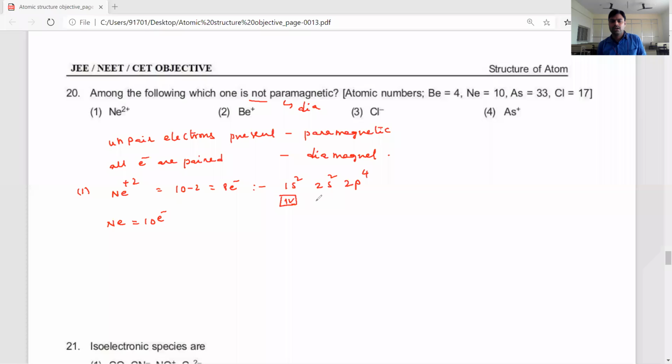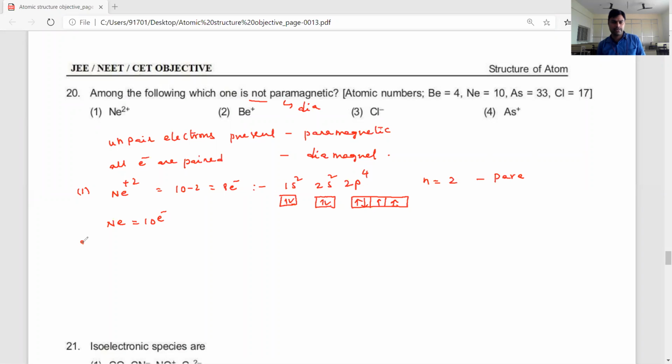In the 1s, electrons are completely paired, so the inner shells are completely paired. 2s is also paired, but in 2p, 4 electrons are present. According to Hund's rule, one electron is filled in each orbital first, then the first orbital is completely filled. The number of unpaired electrons is equal to 2, so it is paramagnetic.